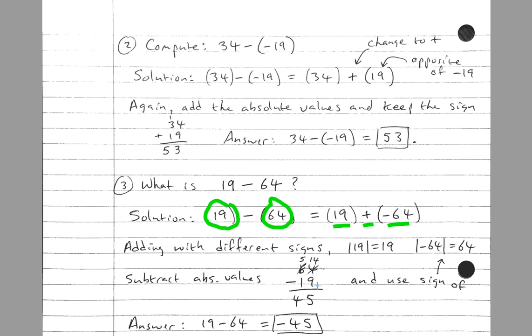So 4 minus 9, well, the 9 is too big, so I have to borrow 1 from the 6. So change that 6 to a 5, borrow 1, 10, so this 4 turns into a 14. After borrowing, now it's 14 minus 9 is 5, and 5 minus 1 is 4. So this subtraction, we get 45. We have to use the sign of the number with the bigger absolute value. That's the negative 64. So the answer is negative.